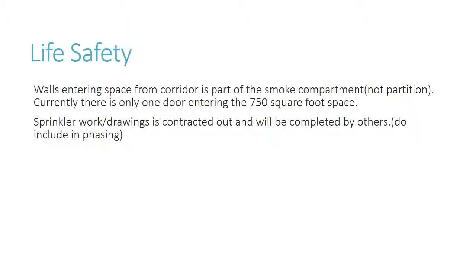Life safety. Okay, the wall entering the space in the corridor is part of the smoke compartment, not a partition. Very important. Currently, there is only one door entering the 750 square foot space, so you're going to have to make some wall modifications. And the sprinkler work and drawings is contracted out and will be completed by others. Do include it in phasing.